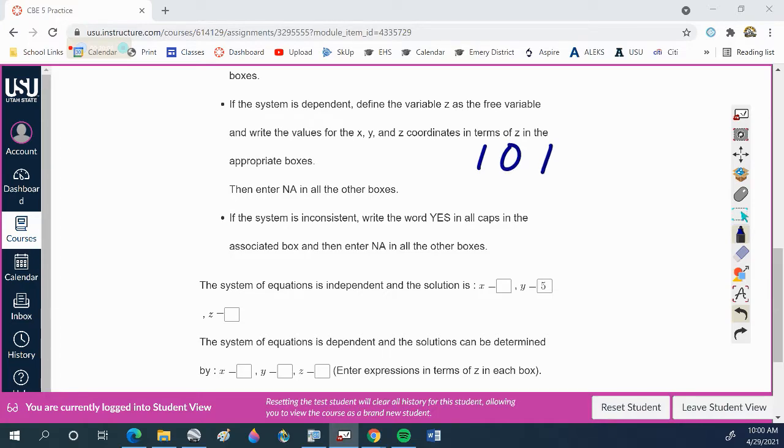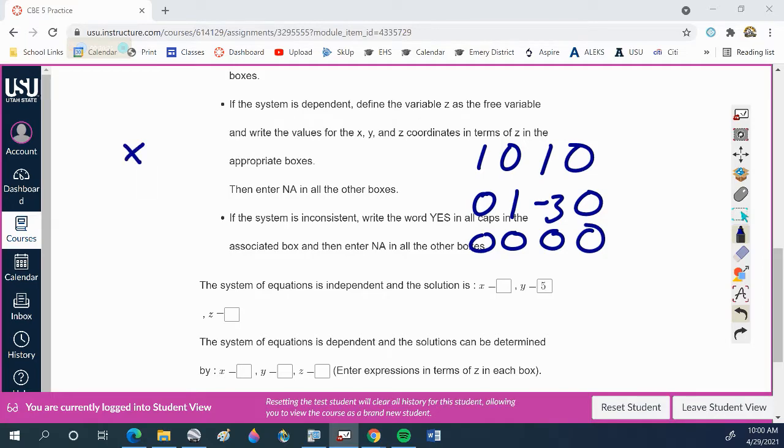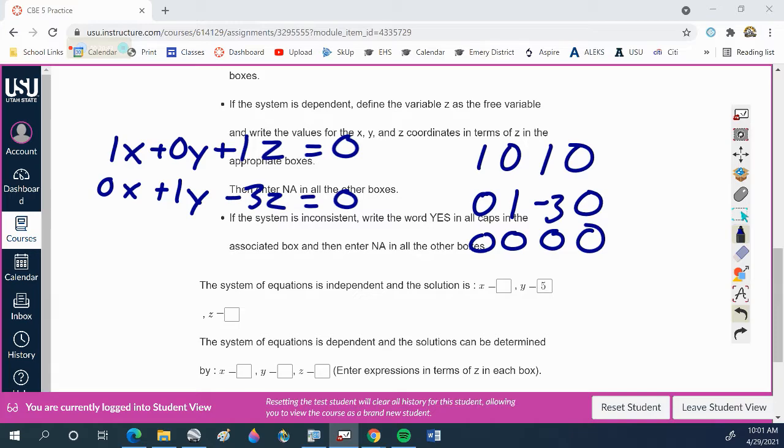So the matrix is 1, 0, 1, 0; 0, 1, negative 3, 0; and 0, 0, 0, 0. Okay, so what does this mean? Well, it means 1x plus 0y plus 1z is equal to 0. And 0x plus 1y minus 3z equals 0. And then 0x plus 0y plus 0z equals 0.